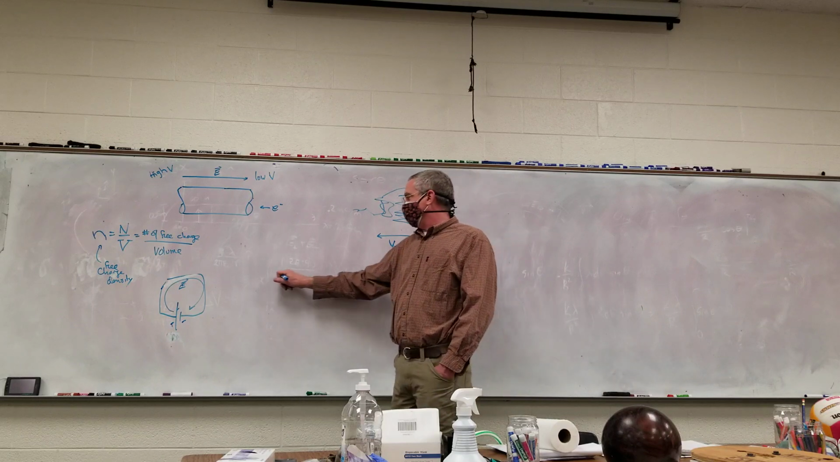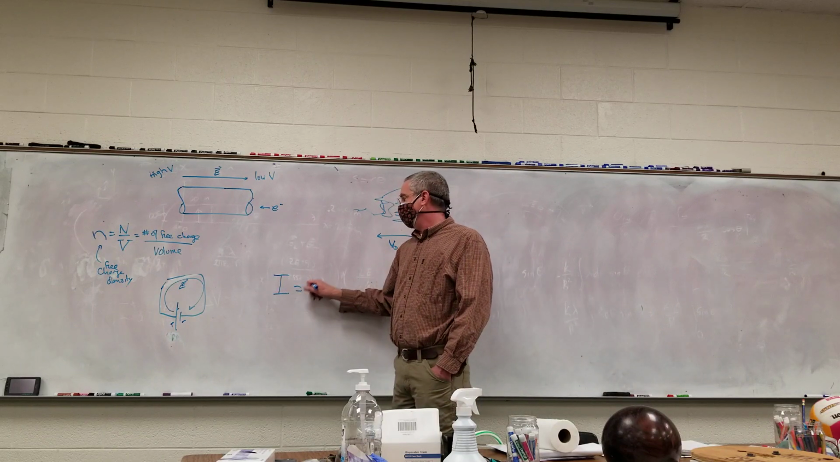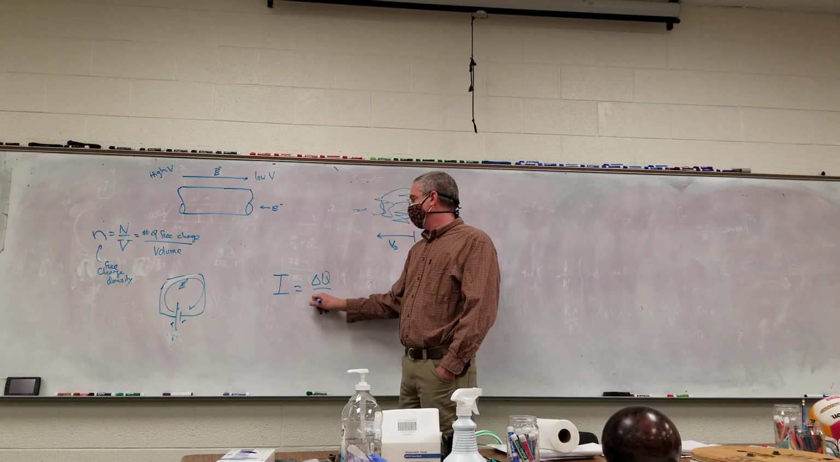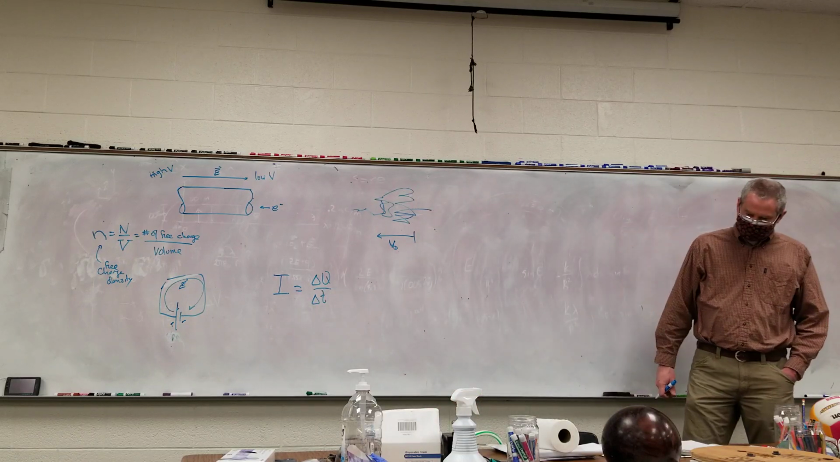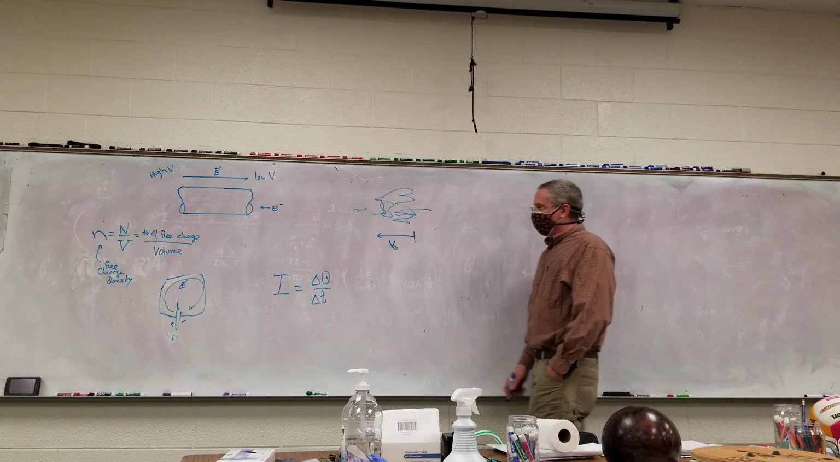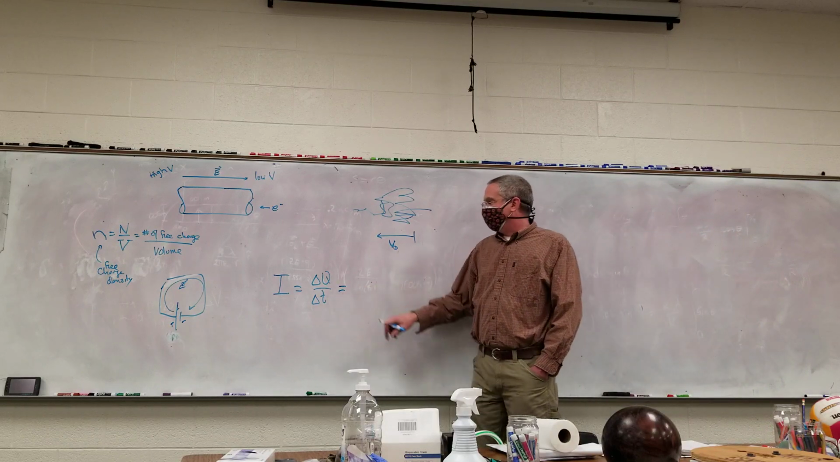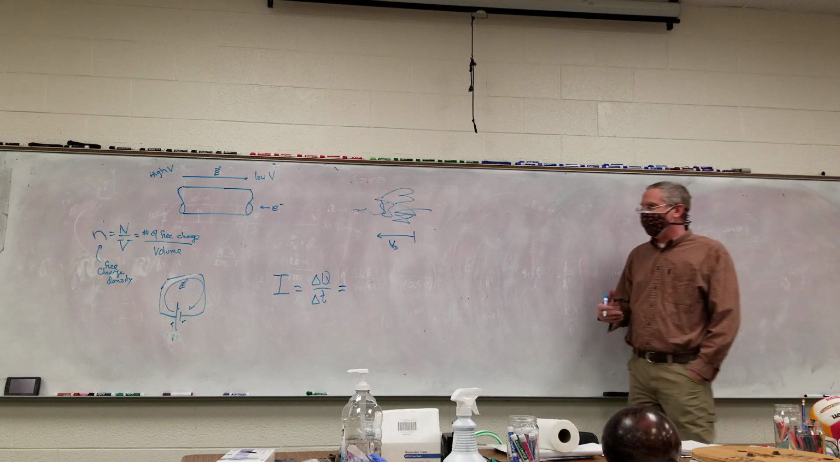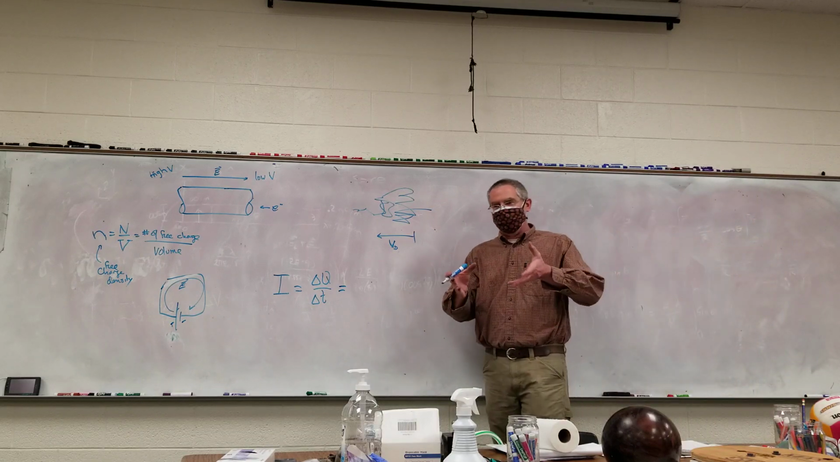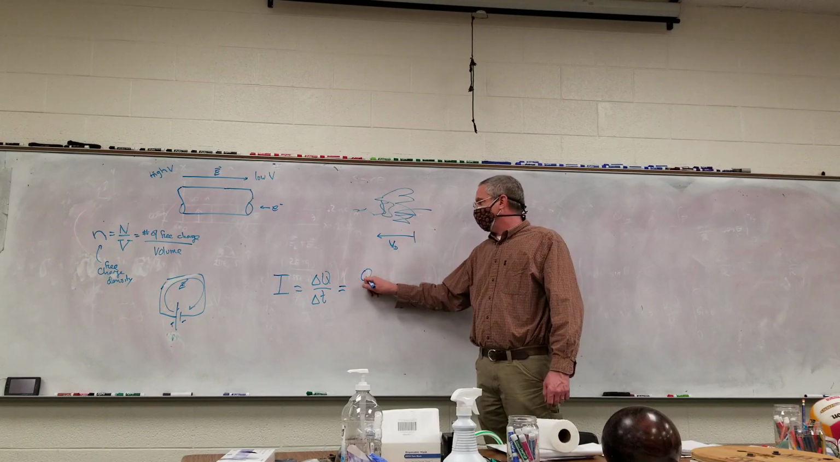So let's take a look at the current. I know current is the charge per time that flows past a particular spot. I'm going to sort of drop the delta. The delta is indicating that it's the amount of charge that passes by, and I'm just going to use Q as the amount of charge that's passing by. So I have Q over time.